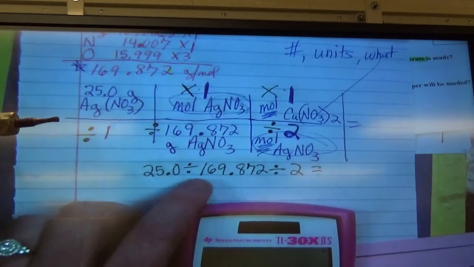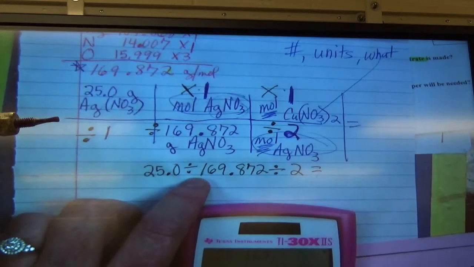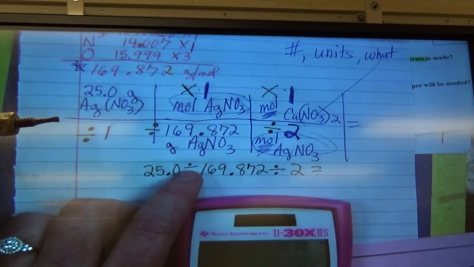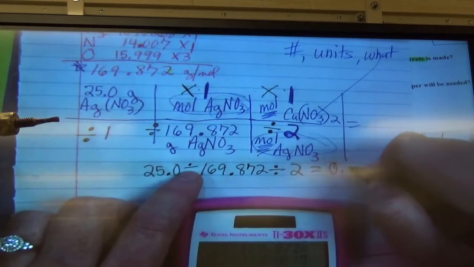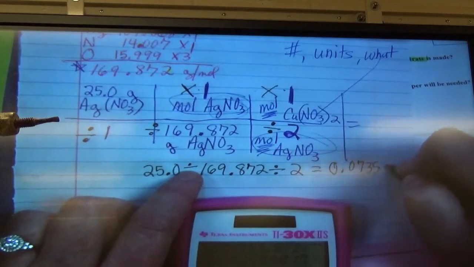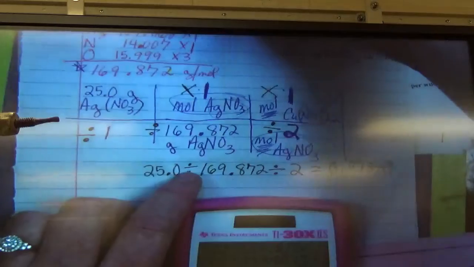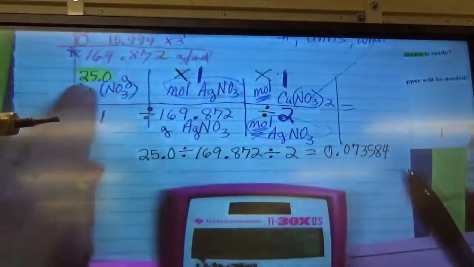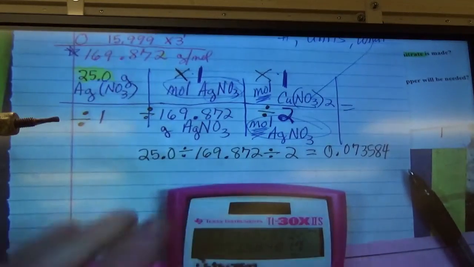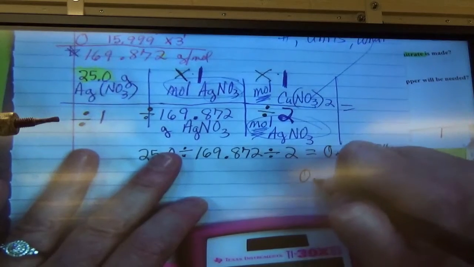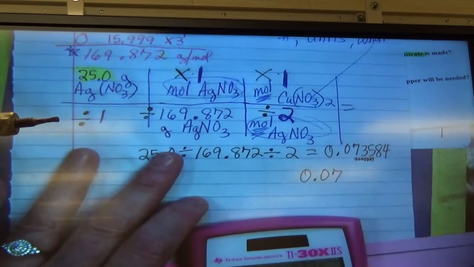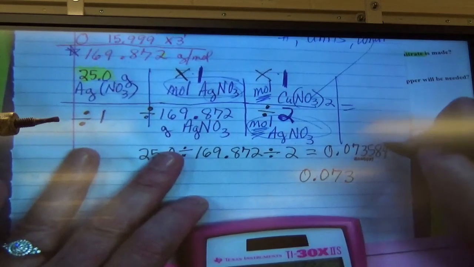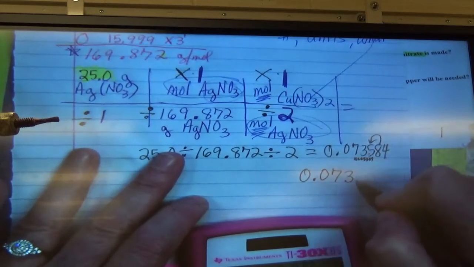Okay, 25 divided by 169.872. Also divide by 2 equals, okay, calculator says a whole bunch of stuff. 0.0735848. Okay, we don't need that many numbers. I'm not even going to go any further. The given number was 25.0. That has 3 significant figures, 3 digits. So really, I'm not going to count the zeros in front, but I'm going to count 3 digits after those zeros. 7, that's the first one. 3 is the second. Okay, now 8 is after the 5. So do I put 5 or do I put 6?